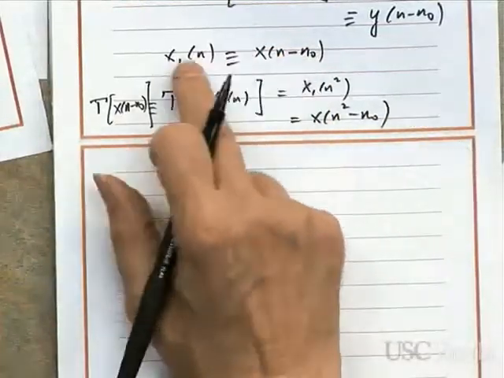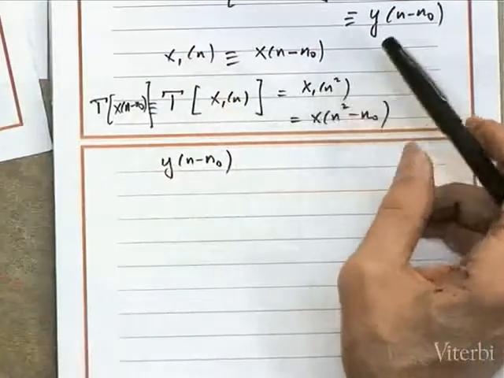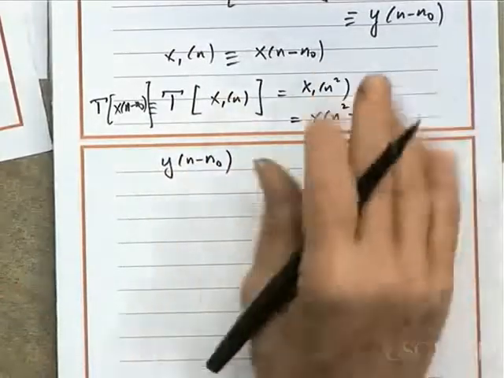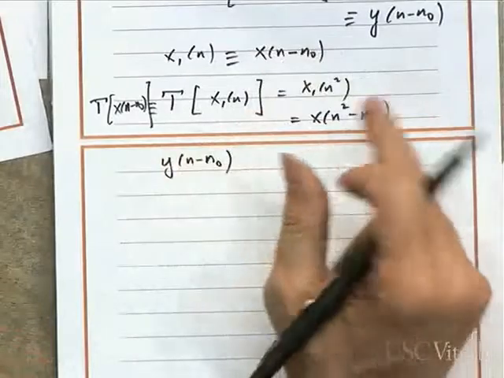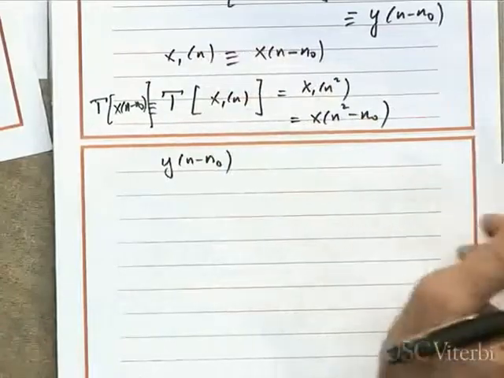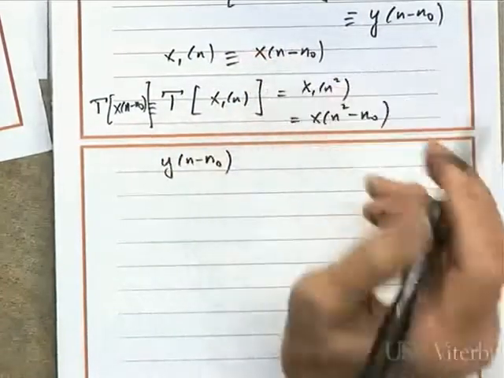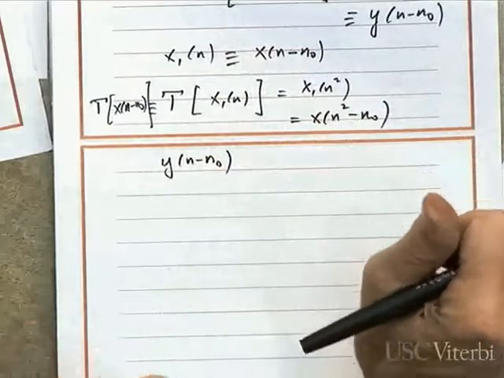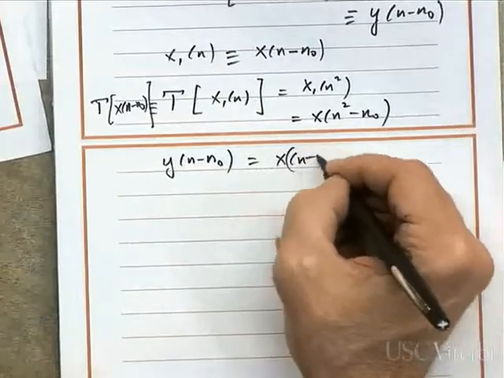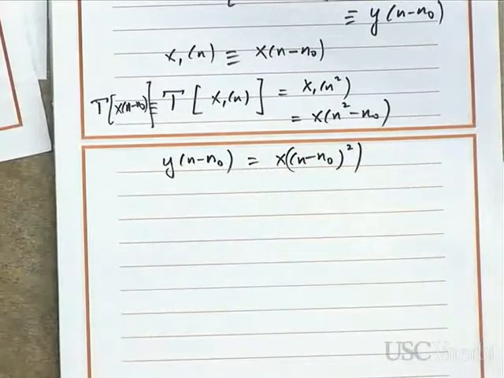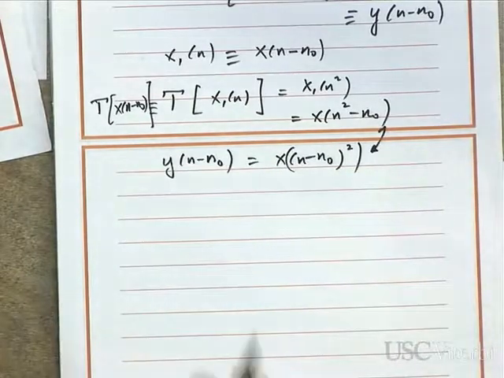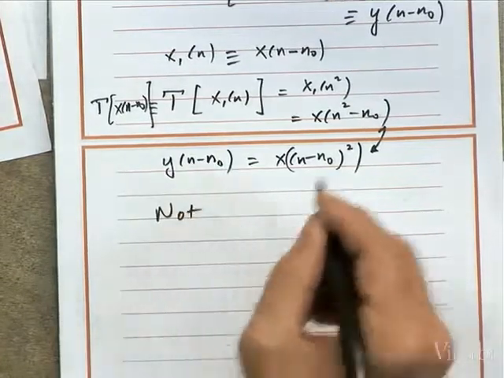I introduced x1, you may wonder why, because I can see a little bit more easily what's going on. Namely, T of x1 we know is x1 of n squared by definition. Then if I look at what x1 of n is, all I have to do is replace n in the definition with n squared. That's why I get x of n squared minus n naught. But if you look at this, this is x of n minus n naught squared, like we discussed before. Now you compare these two, guess what? Sorry, they're not the same.